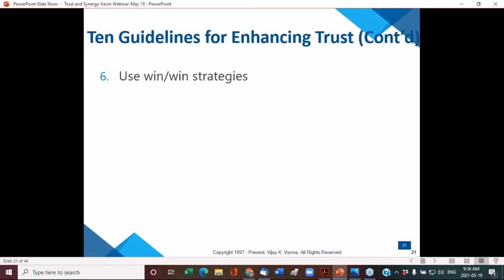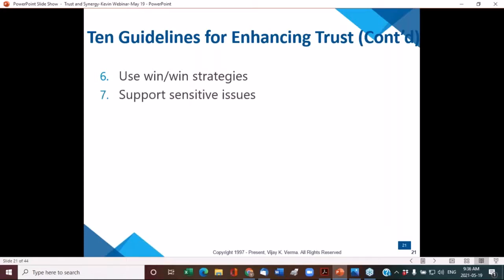Use win-win strategies. When you're trusting people, the idea is not to win and lose. The idea is to find out how you can both win. Okay, for example, you want the tight schedule to be met by your people. That's fine, but when they do that often, you should really give them the proper rewards, sending them to a good training or a conference or whatever the case may be. So figure out a way to win-win.